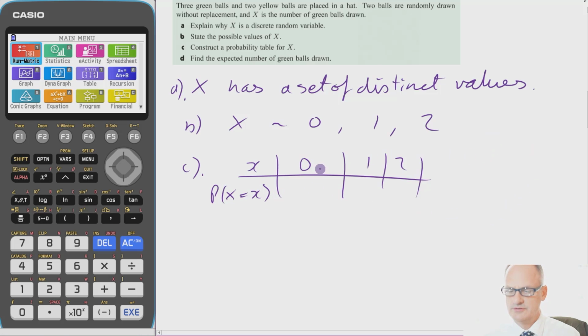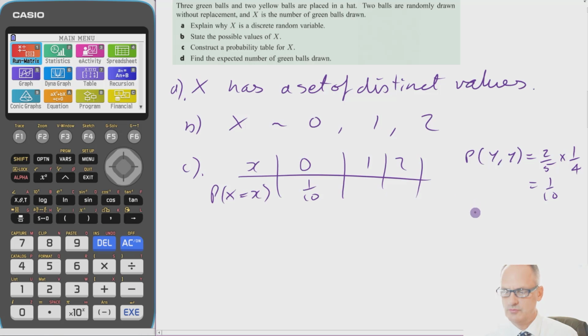Now, the probability to get no green balls, that's going to be 2 yellows. Now, if we have the probability of yellow, yellow, that will equal 2 yellows out of 5 times 1 yellow out of 4. So that will cancel down to give you 1/10. So the probability of no green balls is 1/10.